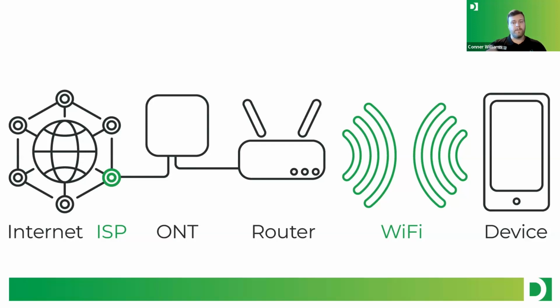Now, once that signal, that beam of light, reaches the ONT, that optical network terminal, it is converted by the ONT into electrical signals and then sent to your Wi-Fi router through Ethernet cabling that's running through your walls. The router then sends those signals to your devices wirelessly through the air, okay? So let's talk a little bit about some of the different reasons and scenarios that you would use a Wi-Fi connection.